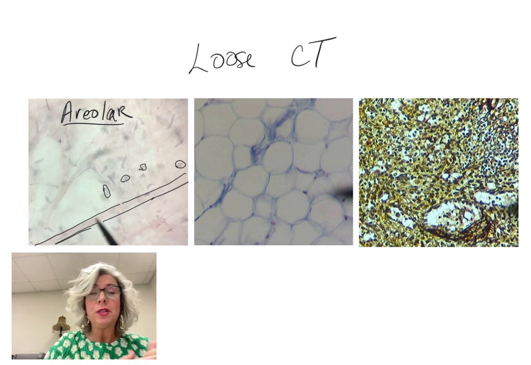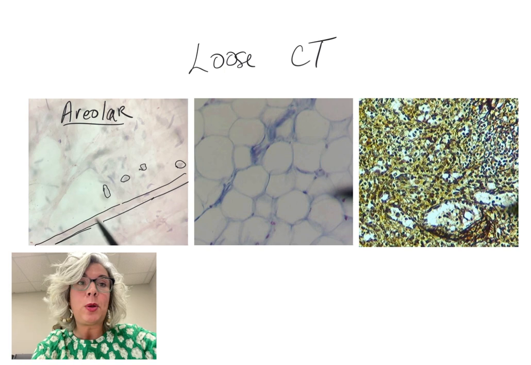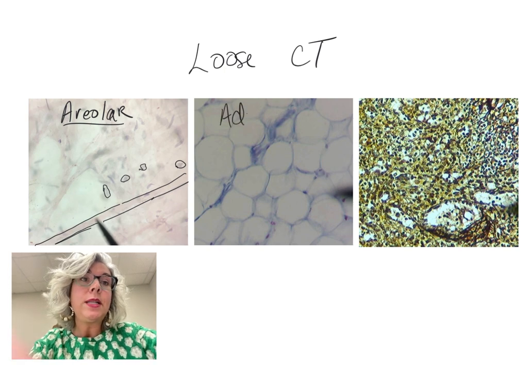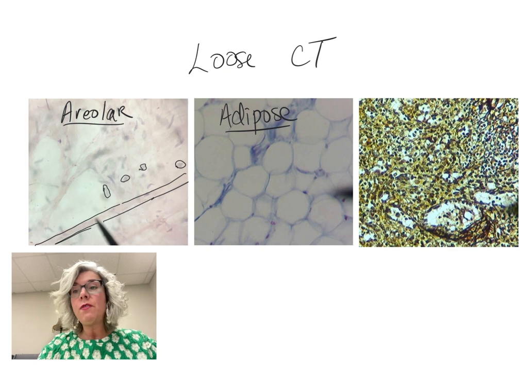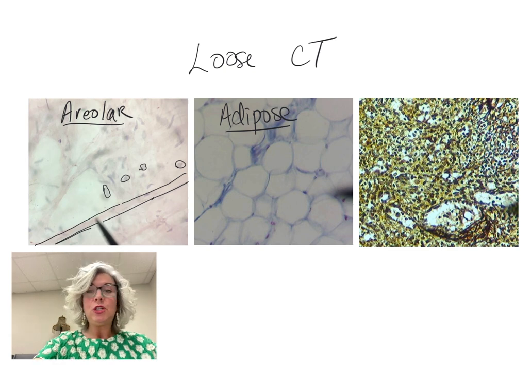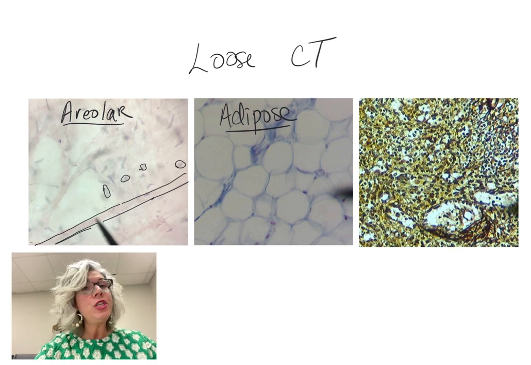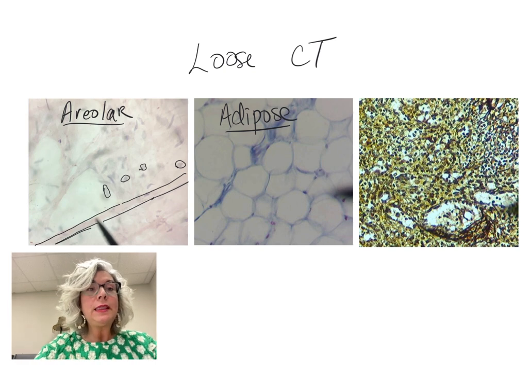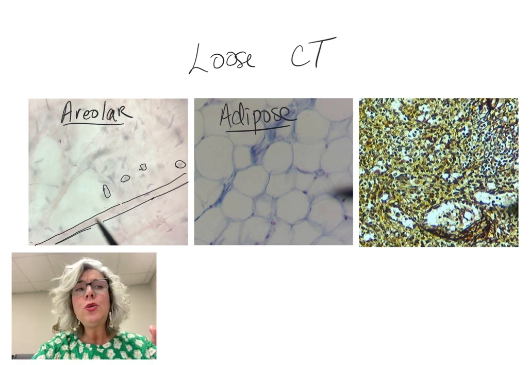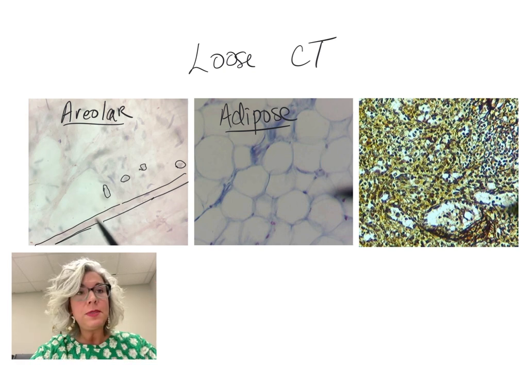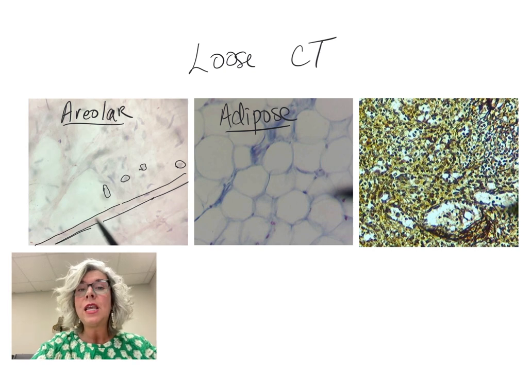The second example of loose CT that you see here is adipose tissue. So I'm going to name it adipose. Adipose is what we commonly call fat. This is fat tissue. It's specialized for the storage of energy in the form of lipids. When you look at this, you see these big, huge cells. They look empty, but they're not empty. They're actually full of triglycerides. Triglycerides is the form of fat. It's how we store lipids.